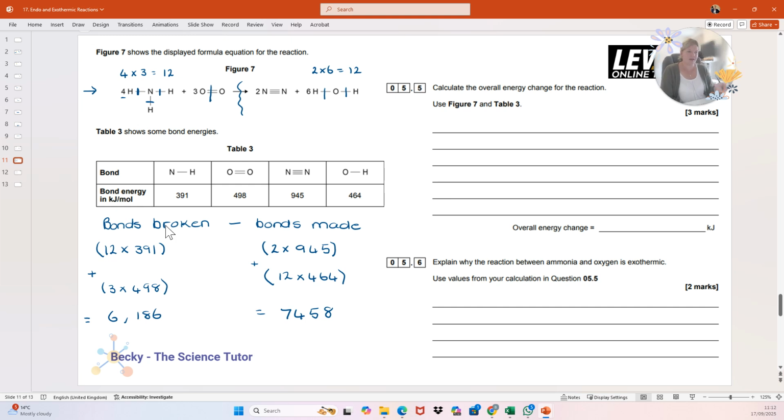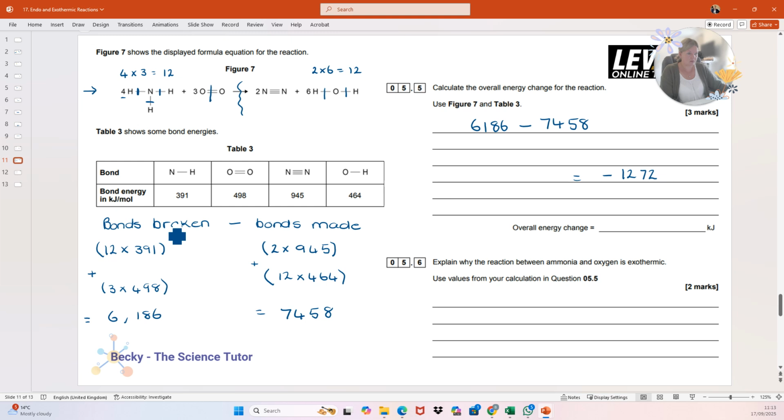Bonds broken, bonds made. Now the equation is always bonds broken minus bonds made. So we're going to do 6,186 minus 7,458. Now what tends to happen here is that students type this into their calculator, and you can probably see that we're going to get a negative number, and then students panic because they go, oh, I've got a minus number, so I've got minus 1272.